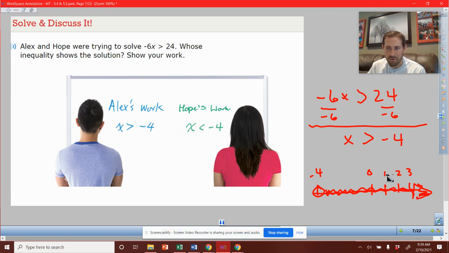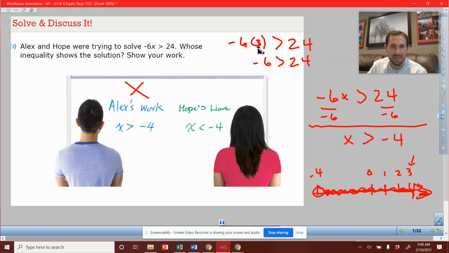So let's test it. If we put a 1 in there, negative 6 times 1, is that going to be greater than 24? Negative 6 times 1 is negative 6. Negative 6 is not greater than 24. So this solution matches Alex's, and for our first test, it doesn't work. Well, let's test another number that fell in this answer. Let's test 3. If I put a 3 in there, negative 6 times 3 is negative 18. Well, negative 18 is not greater than 24.